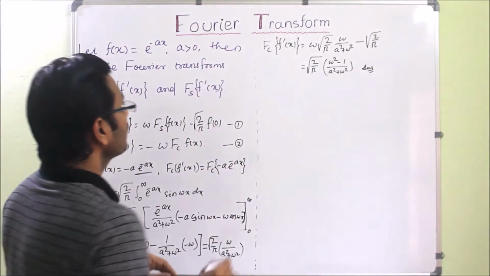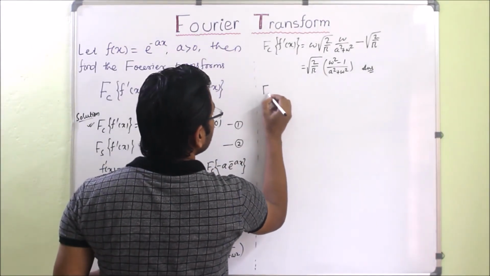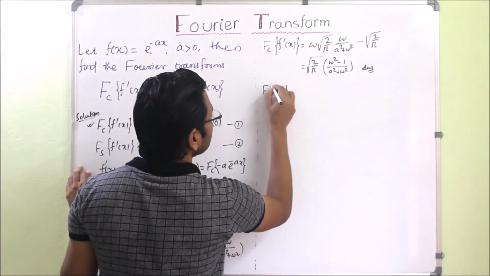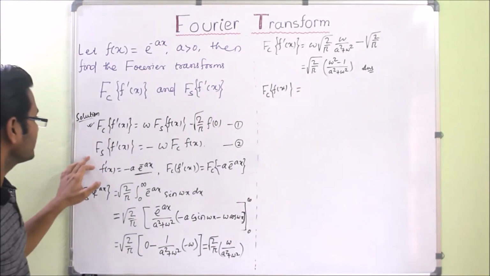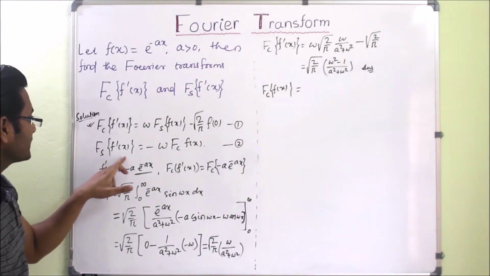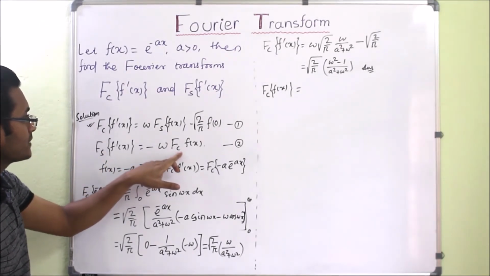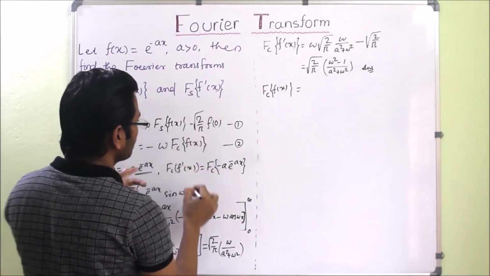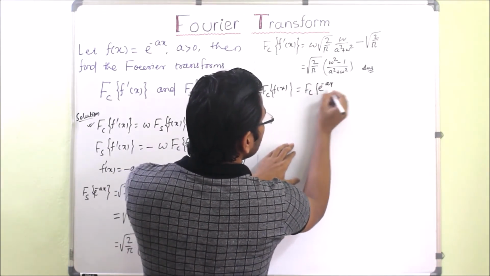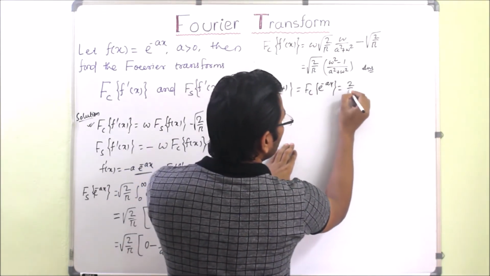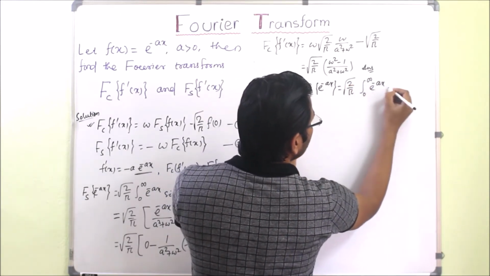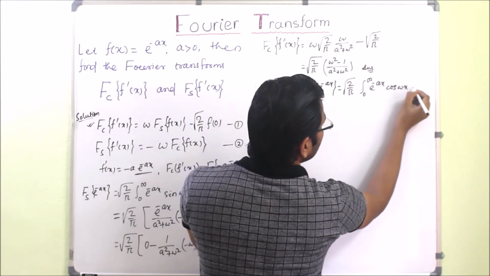Okay. Now what will be Fourier cosine of f of x, that we have to see. Because why is it needed? In the second formula, Fourier sine transform of f dash x, we have what? Fourier cosine of f of x. So we need to find Fourier cosine of f of x, that is Fourier cosine of e to the power minus ax. So similarly, we have to apply the formula square root of 2 by pi integration from 0 to infinity e to the power minus ax, here cos wx dx.